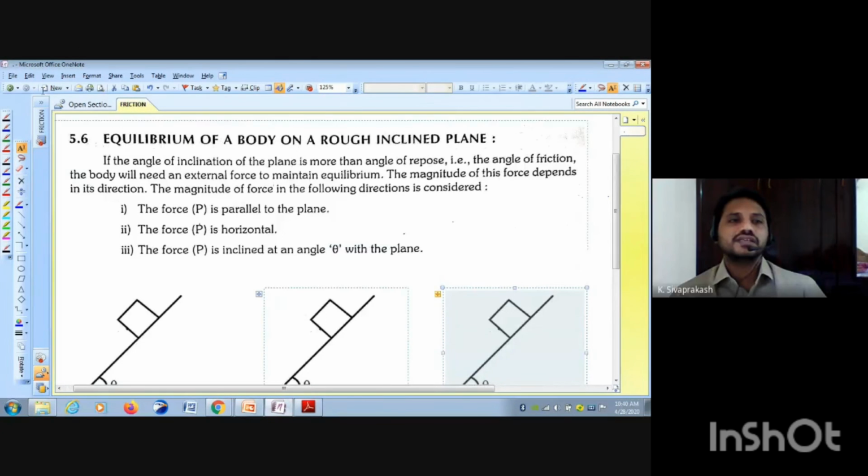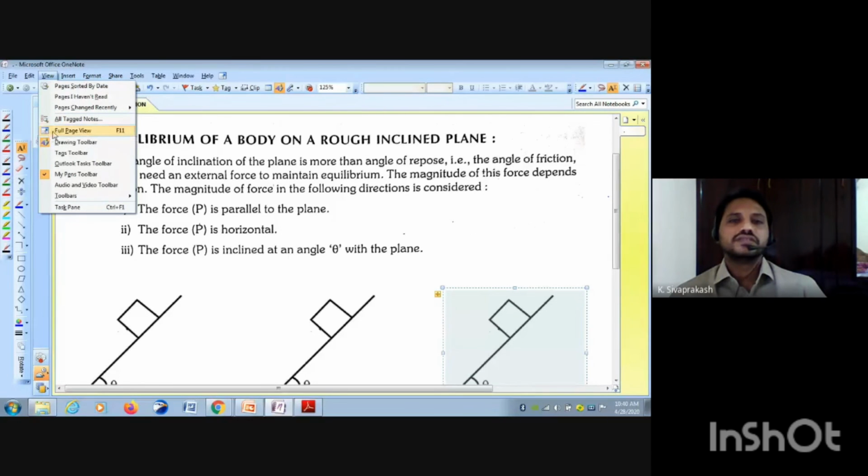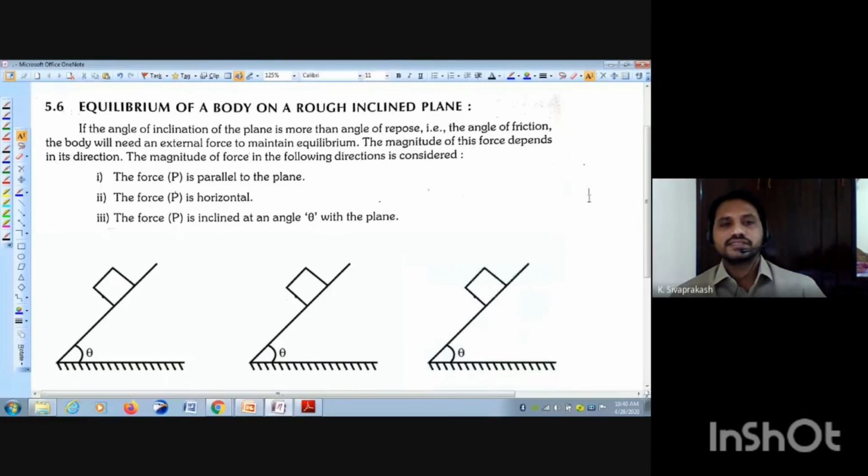Now let us see the body which is placed on an inclined surface, the equilibrium of a body on a rough inclined plane. In the previous case, you considered the equilibrium of your body on a horizontal plane. Now, the body is placed on a rough inclined plane. This plane is making angle theta with respect to the horizontal, and the body is placed on the inclined plane.